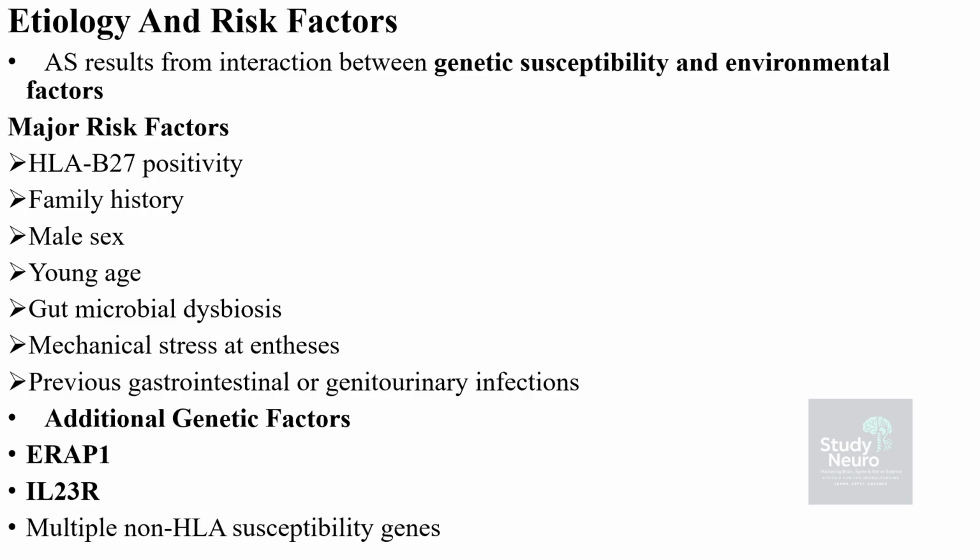Other genes also play a role. ERAP1 and IL-23R are important examples, next to many other non-HLA susceptibility genes that influence immune responses and help determine an individual's risk of developing ankylosing spondylitis. Genetics and environment work together.